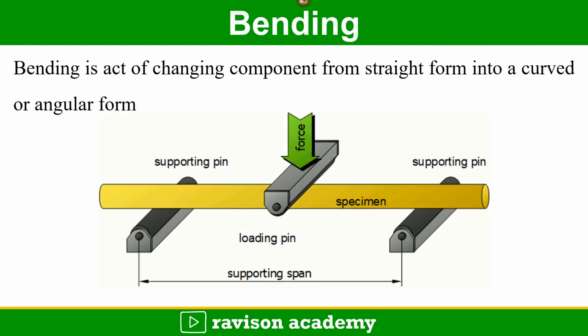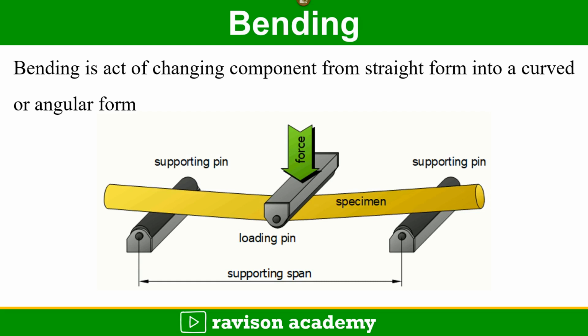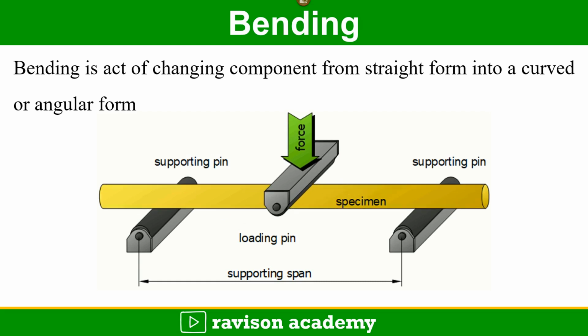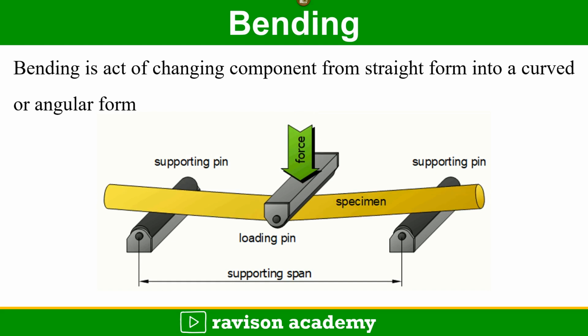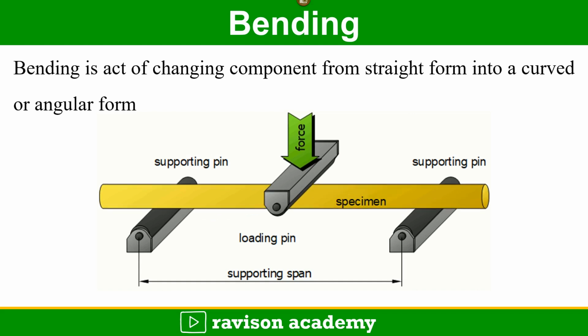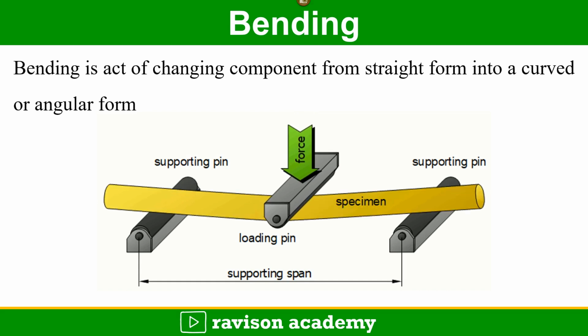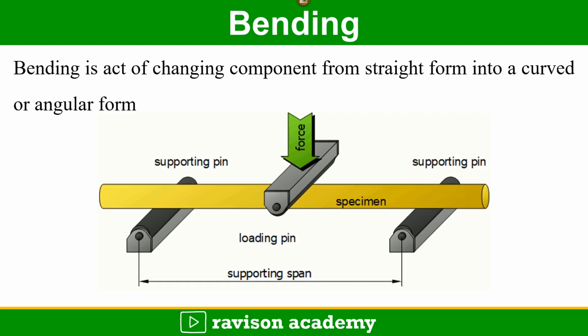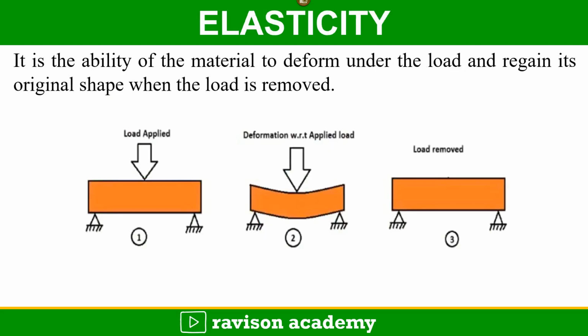So coming to bending, bending is the act of changing the component from a straight form into a curved form or an angular form. Just imagine a rod having a straight surface, right. What happens when you apply the load? It bends. When you apply the force at the center, the object bends. At what maximum strength can it withstand? It is checked with the help of a universal testing machine, and the respective strength is called bending strength or flexural strength.